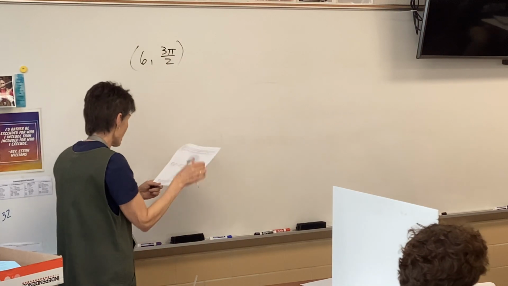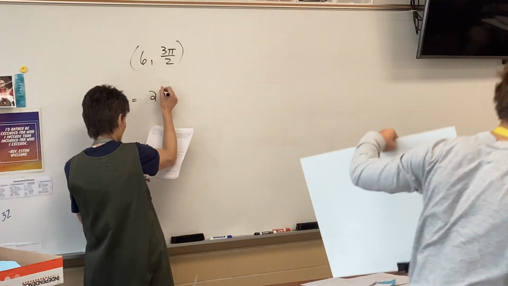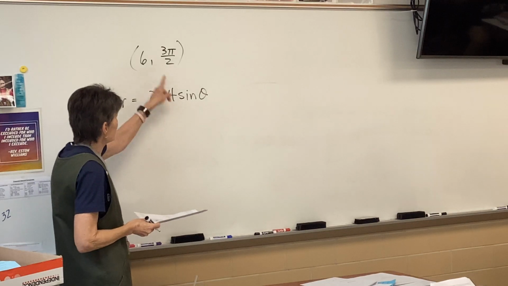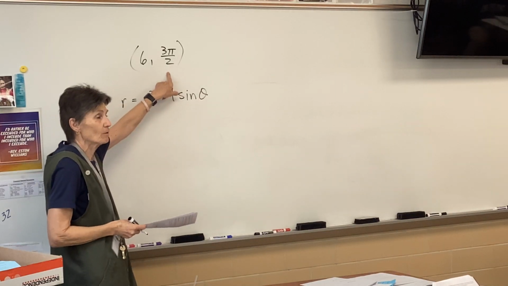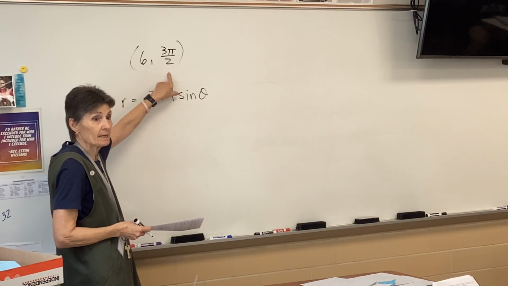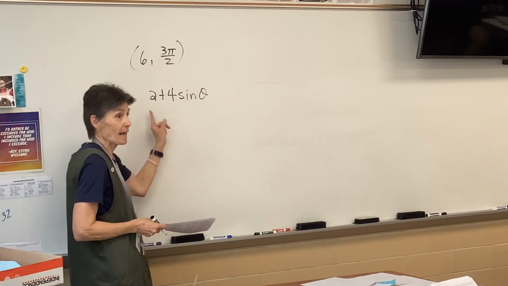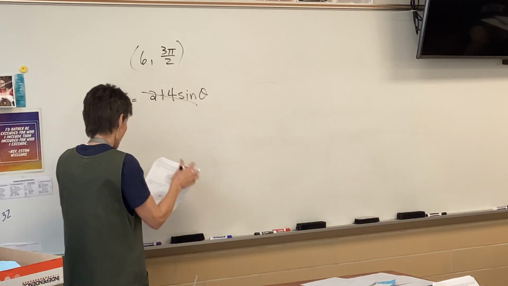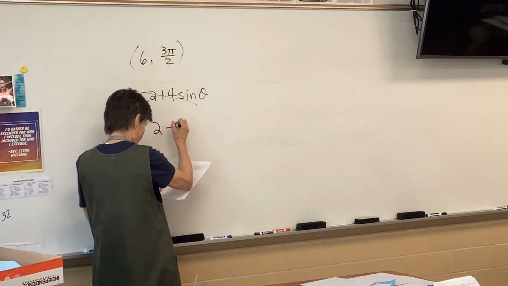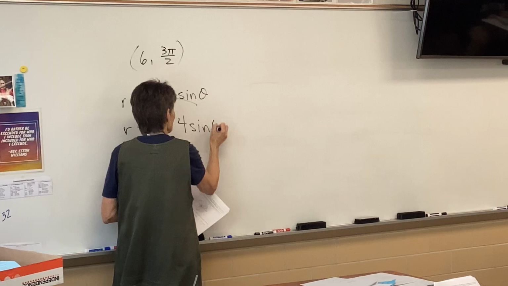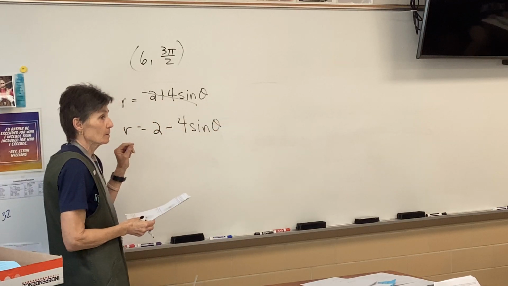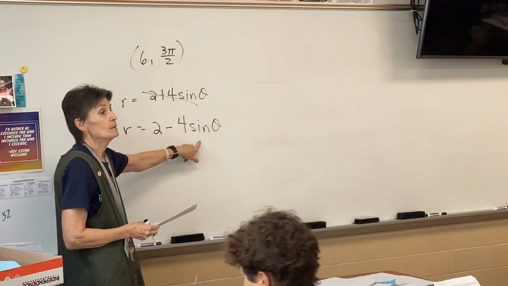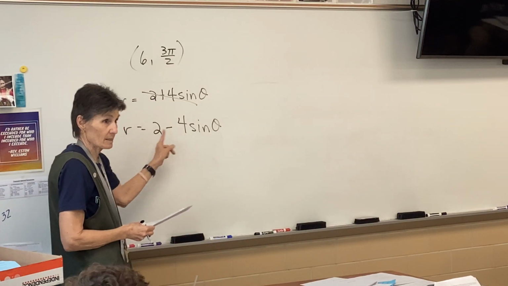Okay, so let's check some equations. R equals 2 plus 4 sine beta. All right, what is the sine of 3 pi over 2? -1. That will not add up to 6, will it? So it's not that equation. All right, R equals 2 minus 4 sine. What's the sine of 3 pi over 2? -1. That does equal 6, doesn't it?